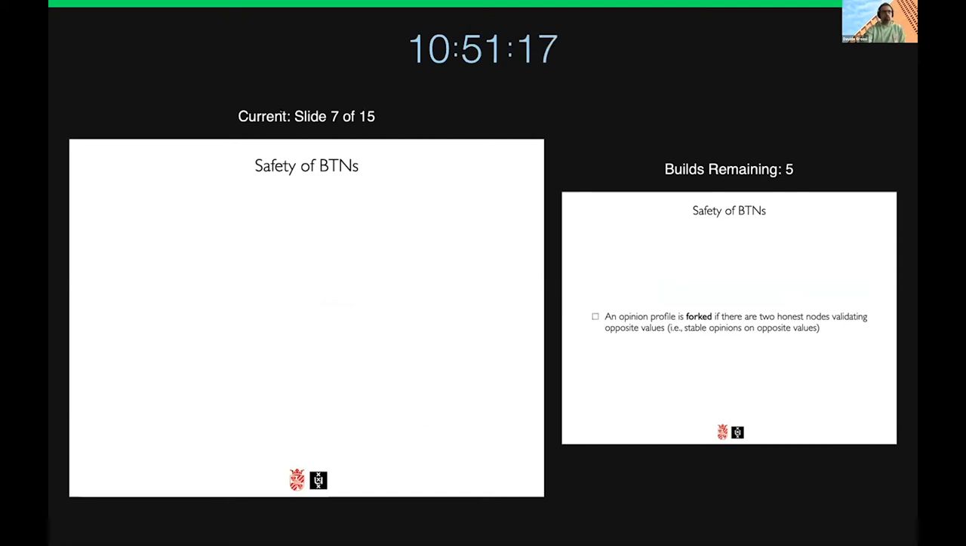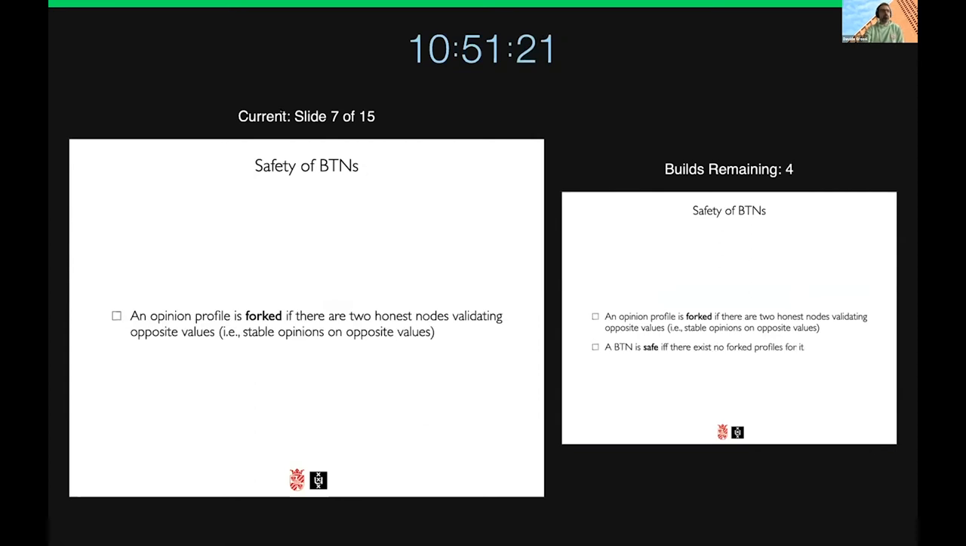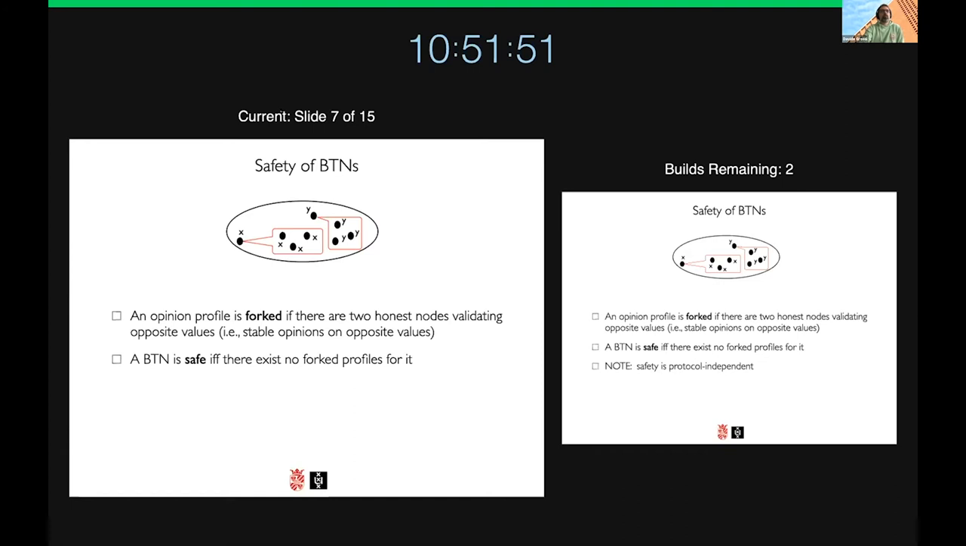So you can think of a fork here simply as being modeled as the situation in which two honest nodes validate opposite values. So two honest nodes have access to a set of nodes that are trusted by them, of a size large enough to convince them of opposite values. So we can say that a BTN is safe if such a situation cannot occur. You can think of the picture of a forked BTN as being like this. We have two nodes, they listen to different sets which are sufficient to convince them of different values.